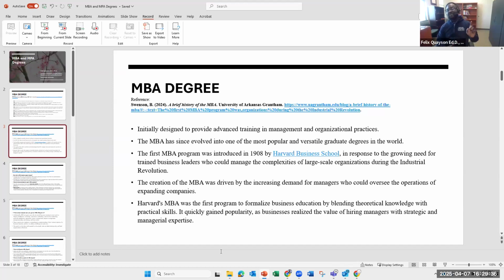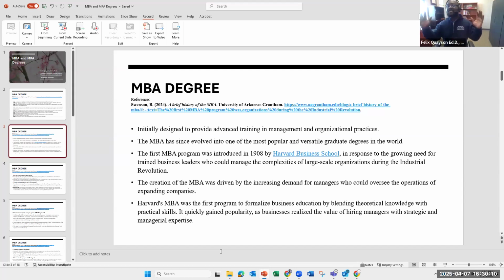Now, in 1908, Harvard creates the first MBA degree in the world. Why did they create that? They created that in response to the growing need for trained business leaders who could manage the complexities of large-scale organizations during the Industrial Revolution era.